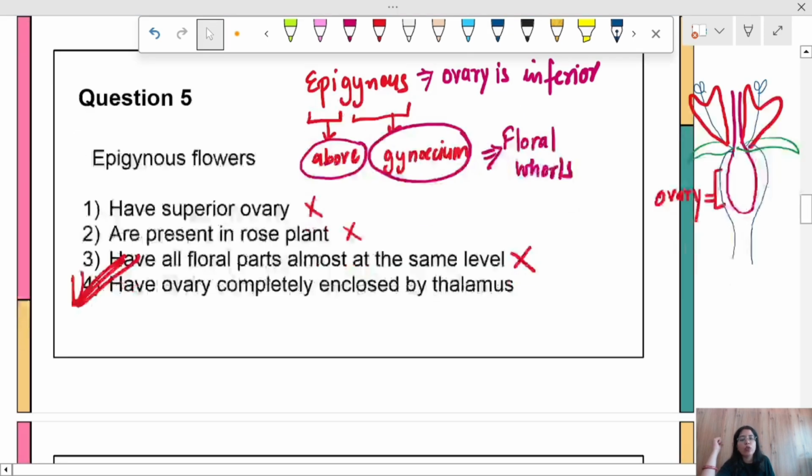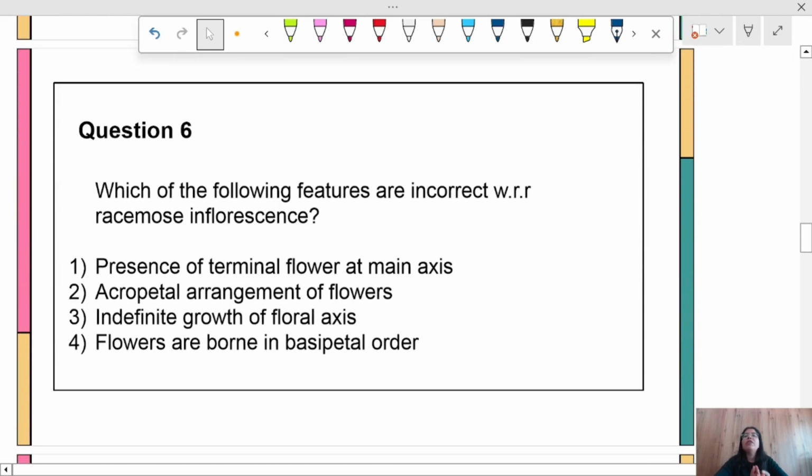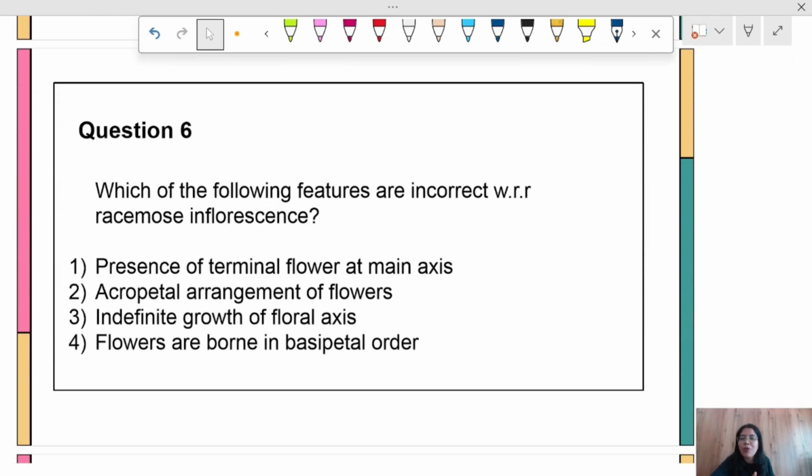Fine. So fourth option. Now, which of the following features are incorrect with respect to racemose inflorescence? Right? Again, racemose inflorescence, in this session also came. So I already told you racemose inflorescence is that inflorescence in which you will see the oldest flower is at the base, right? And the young flower is at the apex, and the main axis continues to grow, right?